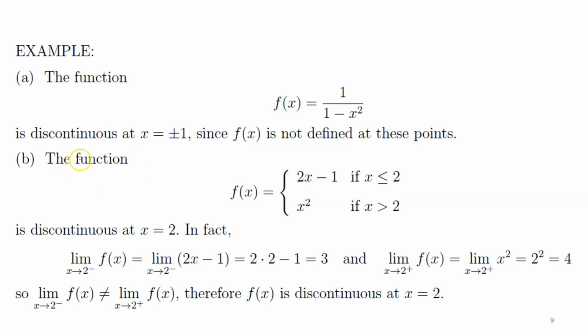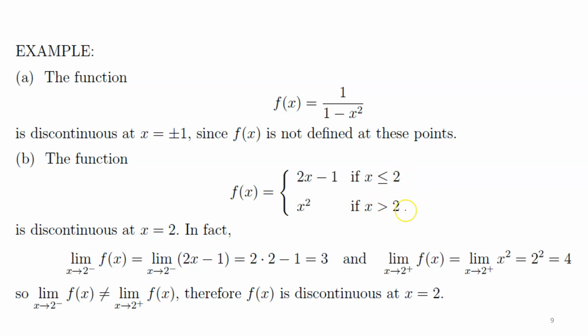And then for b, we have another example. The function you have, what did we call for this type of function? This is actually piecewise function. We have learned it in chapter 1. This is piecewise function. Dia ada dua. Okay, so for the first function is for x less than or equal to 2, and for the second one will be x greater than 2.